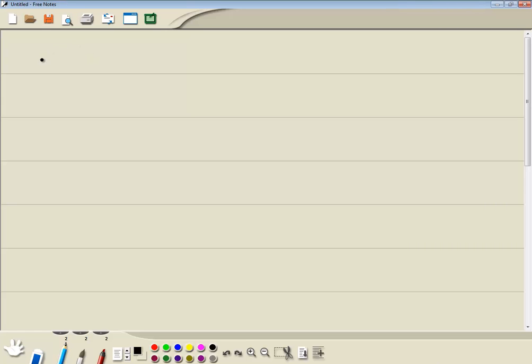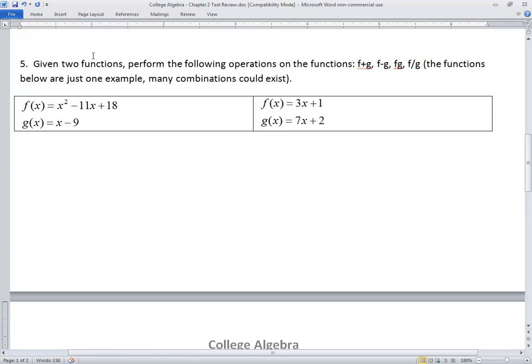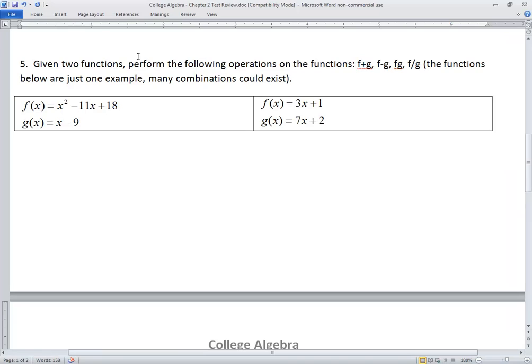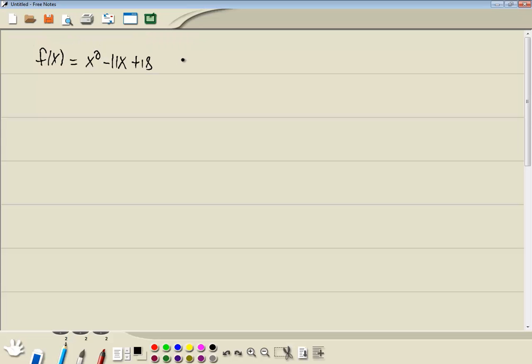Okay, so our first one, we're going to have f of x is equal to x squared minus 11x plus 18, and g of x is equal to x minus 9. Okay, f plus g. When you're going to add two functions together, you just put parentheses on each one and put a plus between them. So we got x squared minus 11x plus 18 plus, and then x minus 9.